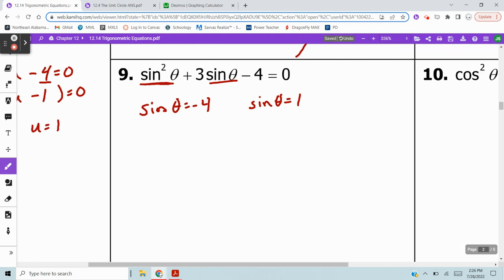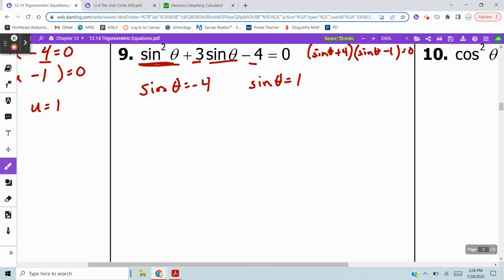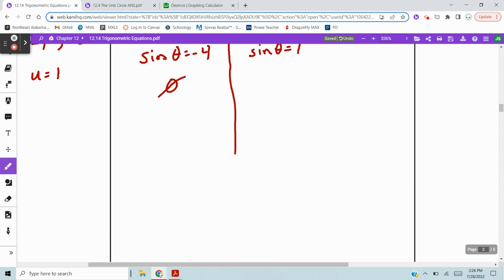Now, if you would like to, you can do it the other way and have your two parentheses and say, okay, sine squared would be a sine theta times the sine of theta. What adds to give me 3 and multiplies to give me -4, and do it the exact same way. +4, -1, set each equal, and you can do it that way as well. So first one, sine of theta is equal to -4. There is absolutely no way that you can find the sine of an angle that gives you -4.